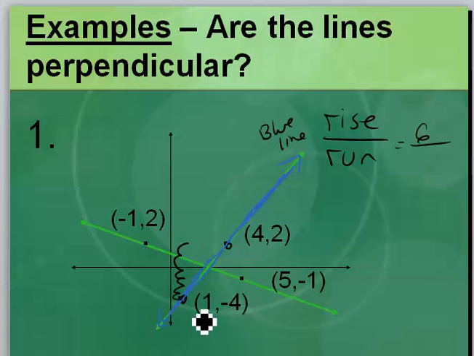And then I'm going to run from the 1 to the 4. So 1, 2, 3. 6 divided by 3 is 2. So the slope of the blue line is 2.